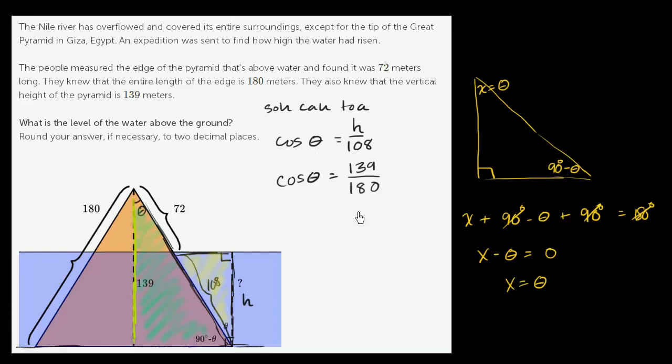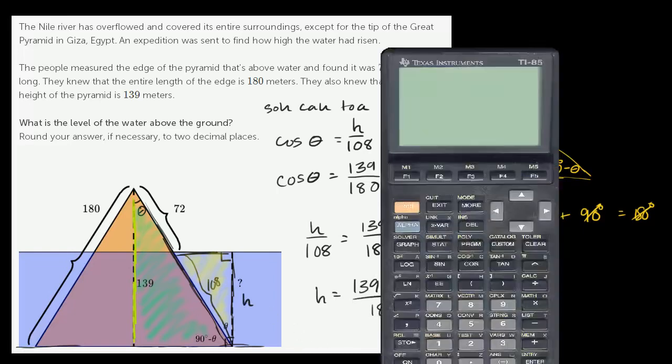We just showed that. So now we have cosine of theta is h over 108. Cosine of theta is 139 over 180. Or we could say that h over 108, which is cosine of theta, also is equal to 139 over 180. Both of these things are equal to cosine of theta. Now to solve for h, we just multiply both sides by 108. So h is equal to 139 times 108 over 180.